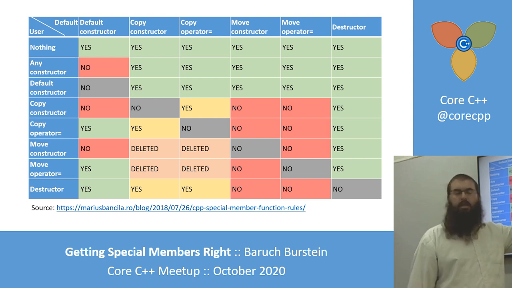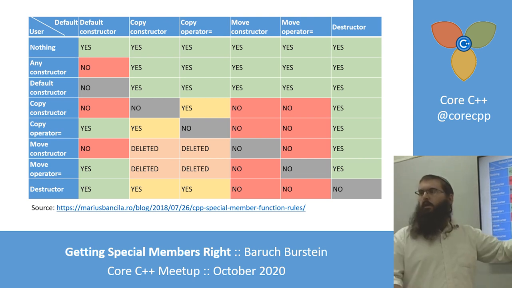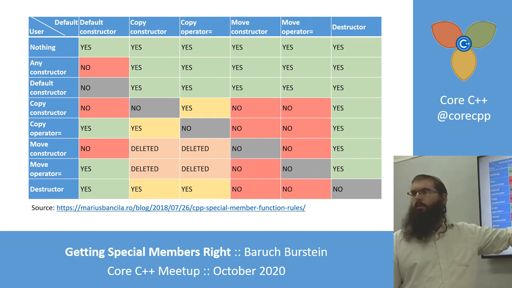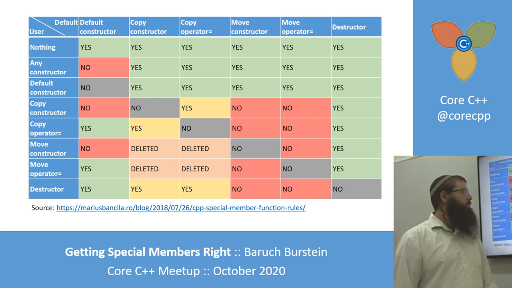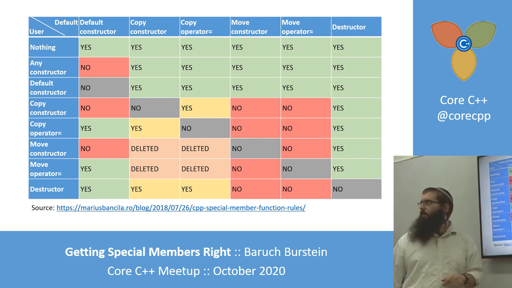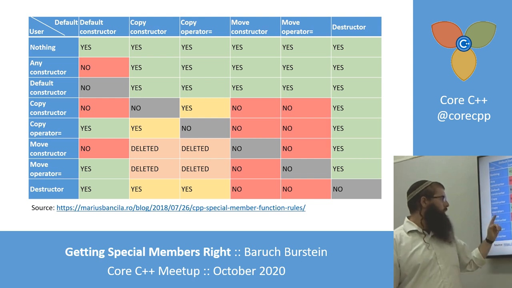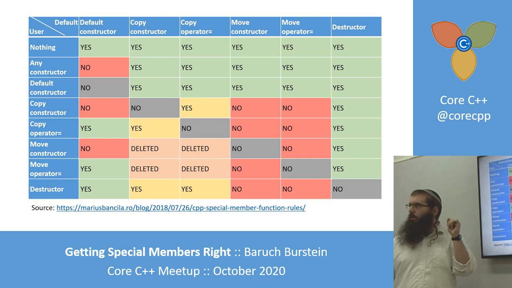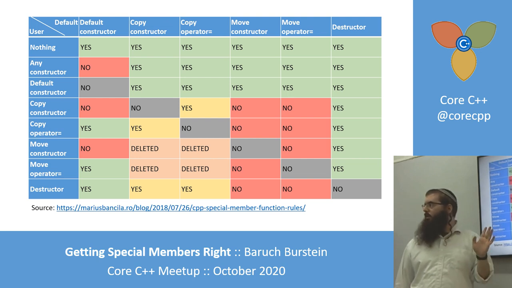Which of course brings us to the famous rule of three, rule of five, we'll get to them in a minute, which says that if we declare one of them, we have to declare all of them, since as soon as we declare one, all the others disappear. What's the difference between no and deleted? No means that it is not even declared. It won't be part of overload resolution. Deleted is declared and deleted, which means it will be part of overload resolution, and you won't be able to call it.